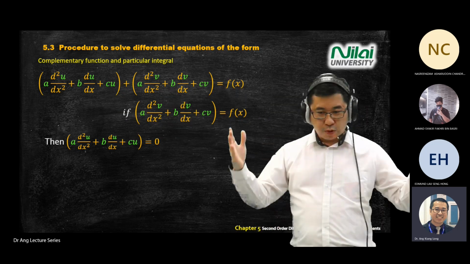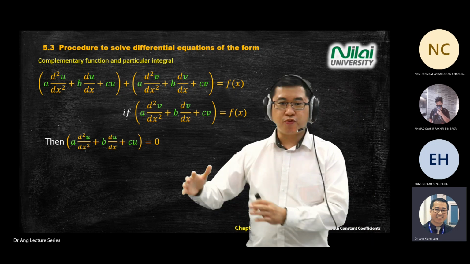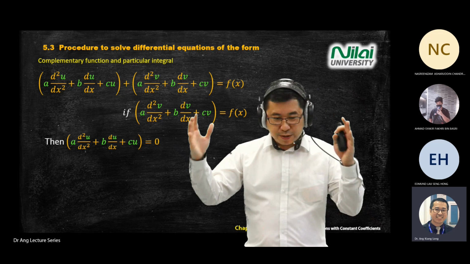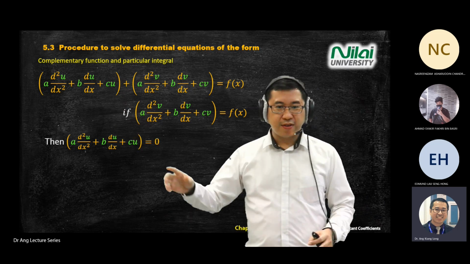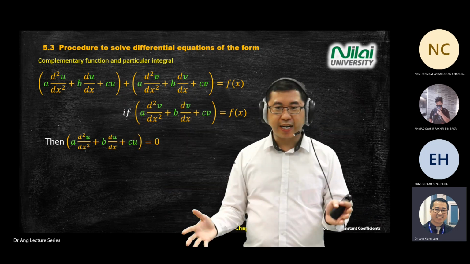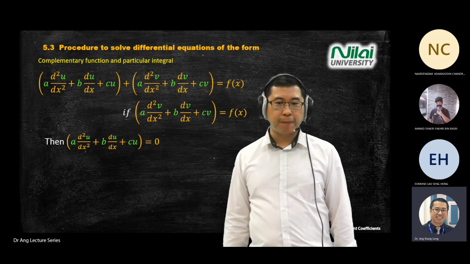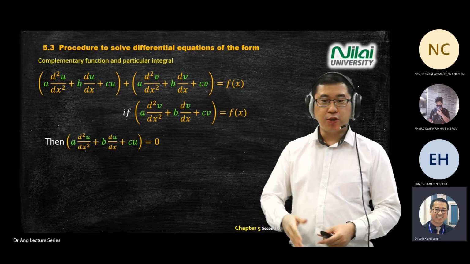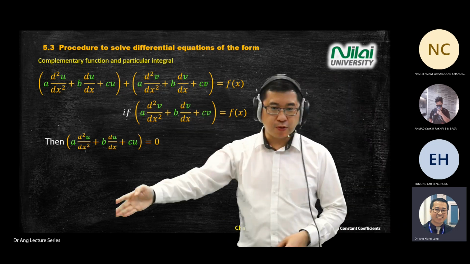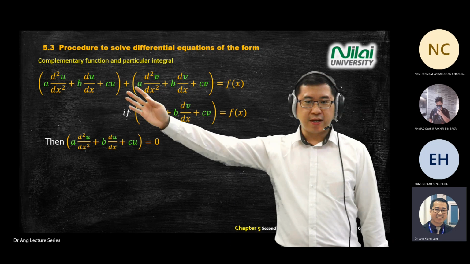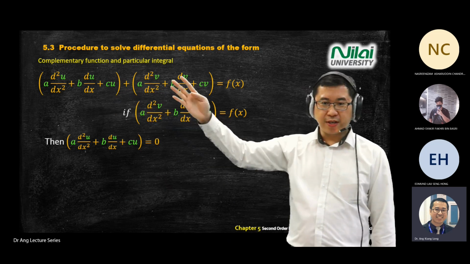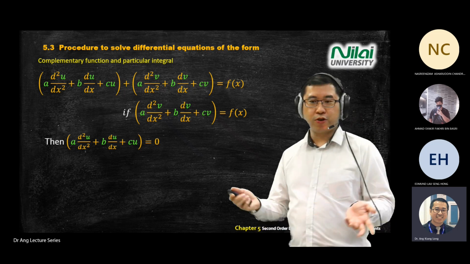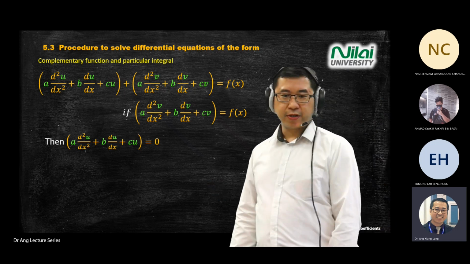After you do the housekeeping, put the U in one bracket, V in one bracket. Next steps, the first bracket, the whole bracket that contains the U, equal zero. Then the V equal to the right hand side. Mean you chop the equation into half. The one on the left equals zero. The one on the right, you see, equal to the right hand side. Then you solve like a normal equation. You have two equations to solve.